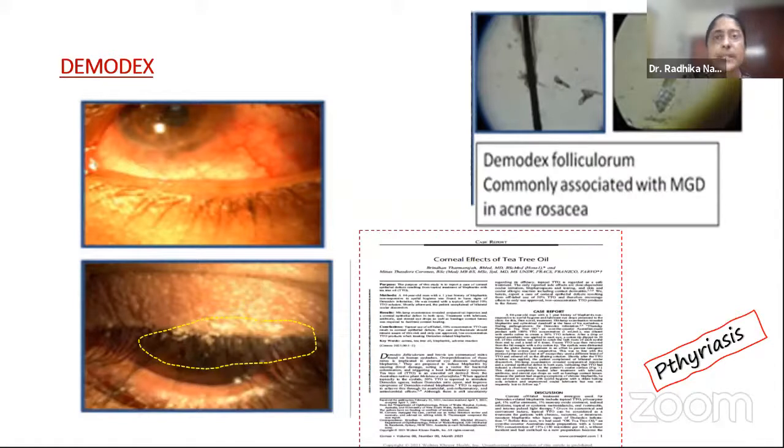And treatment is cleaning with tea tree oil, which is best done in office, because sometimes when the patient does it themselves, the dilution is not adequate. It was reported in the recent cornea that toxic effects can happen on the cornea, so it is best done in the clinic.